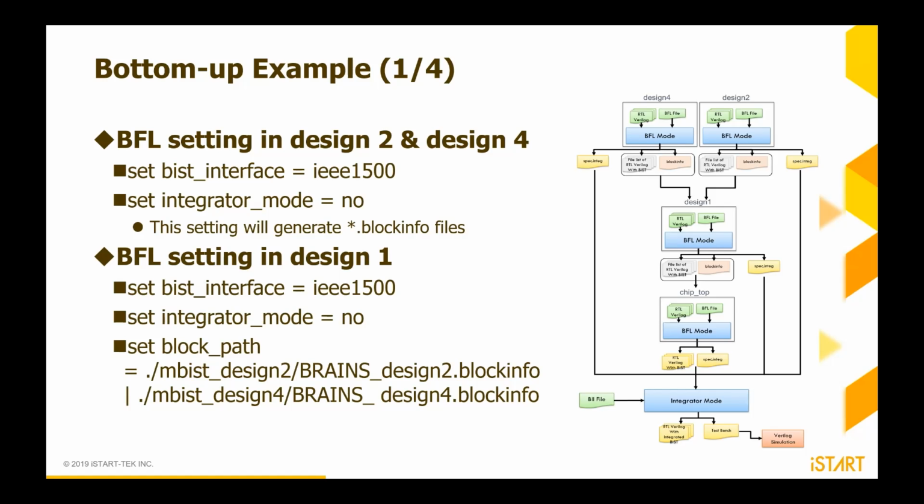Okay, in design 2 and design 4, we can set the BIST interface. Here we set the BIST interface to IEEE 1500. And integrate mode, so far we set to no. After this setting, our tool will generate the block info file. These two files will be used in design 1. So in design 1, we also set the BIST interface to IEEE 1500 and set the integrate mode to no, and specify the block info of these two files to block pace. This setting will be executed in design 1.